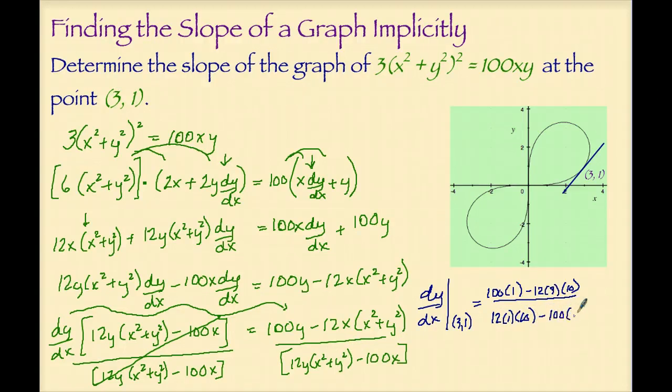minus 100 times 3. The numerator then becomes 100 minus 360, which is negative 260. The denominator, 120 minus 300, which becomes a negative 180. Reducing this fraction, 26 over 18, then we have our slope becoming 13 over 9. That was a lot of work, but with all of the skills at our disposal, the product rule, implicit differentiation, the chain rule, not to mention some simple arithmetic, we arrived at the answer.